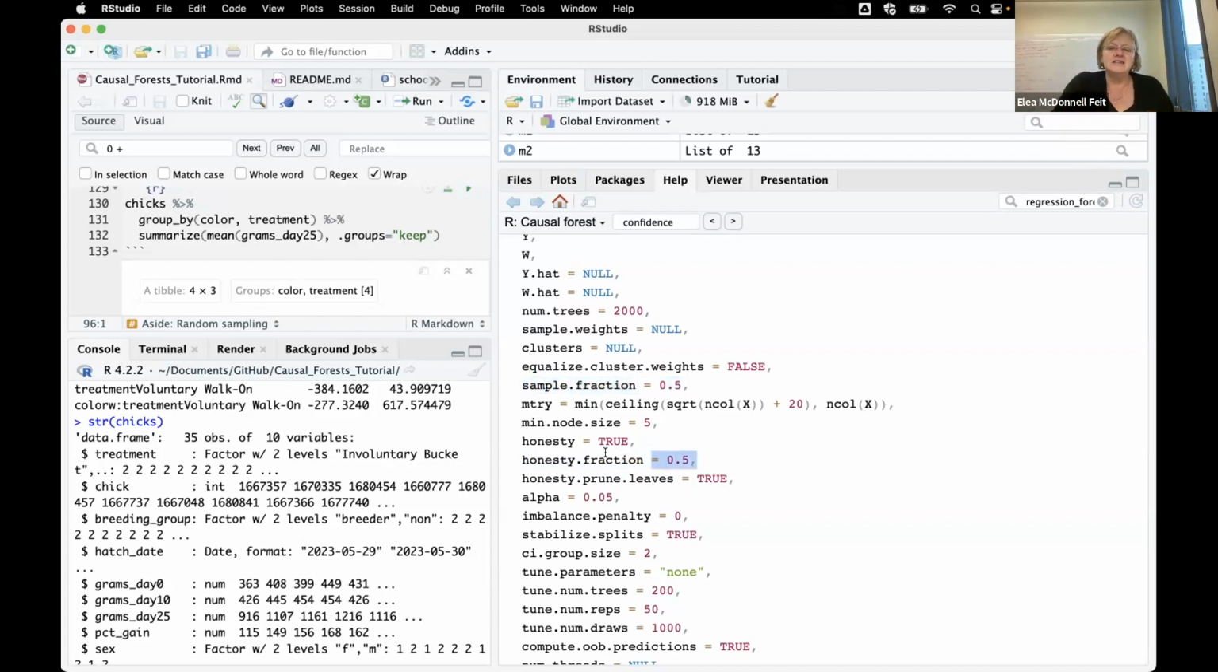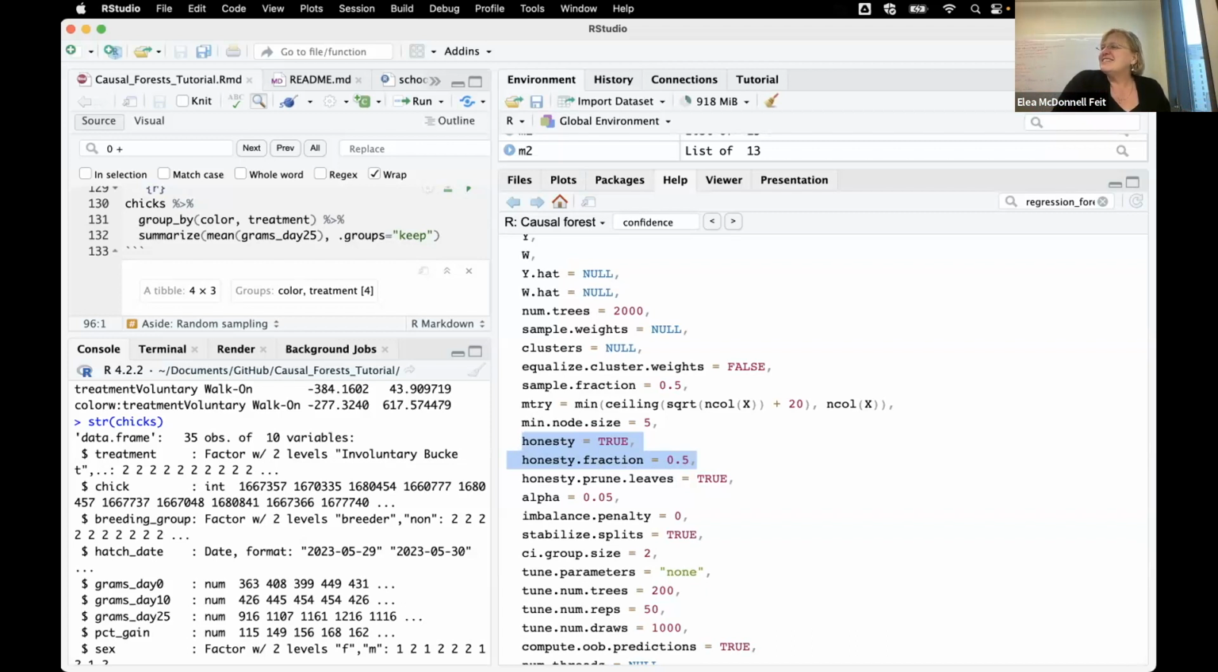The honesty is very closely related to the idea of having a holdout validation, but instead of for validation, we hold that out just for computing the treatment effects. So that if we use the same data to train the trees and to compute the treatment effects, we might overfit that data and then the treatment effects might not be accurate. So that's probably more than you needed to know about that.